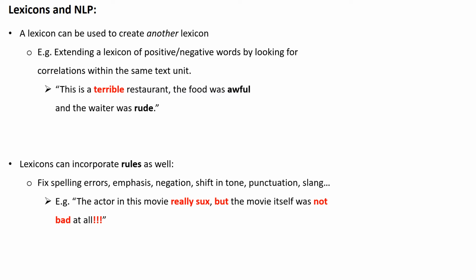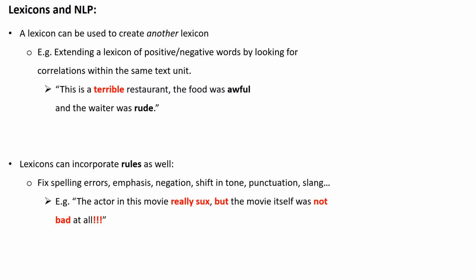We could incorporate a rule that says that whenever the word but is present in a sentence, we must put a higher weight on the second part of the sentence. In this case, this means that overall the sentence is rather positive, although it started off pretty negative.